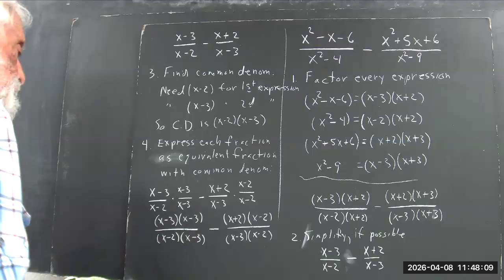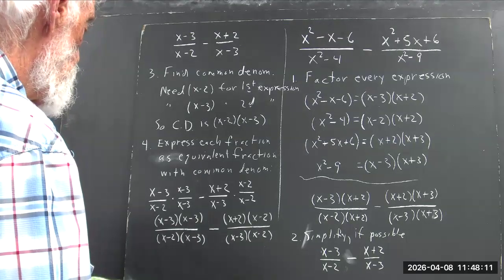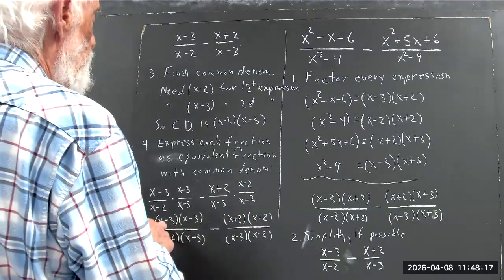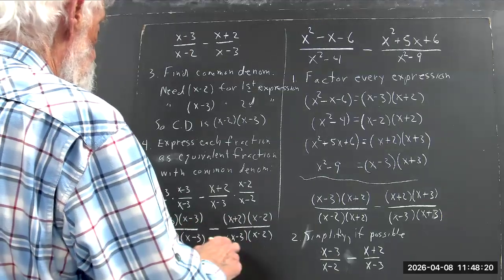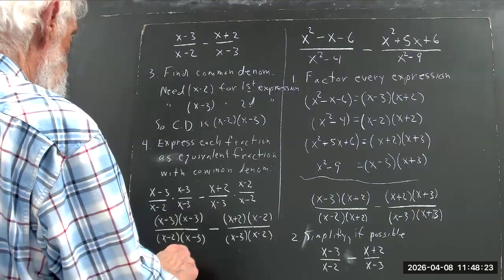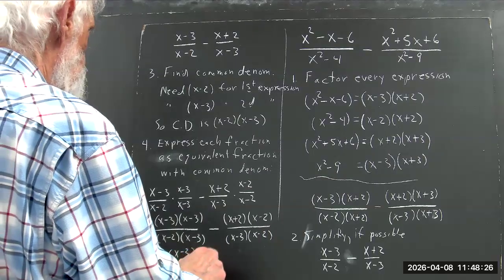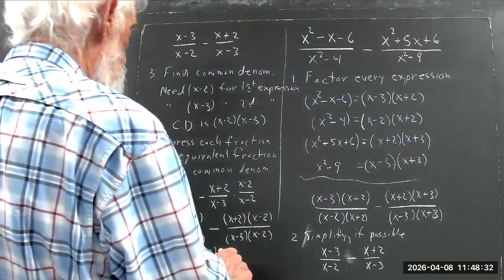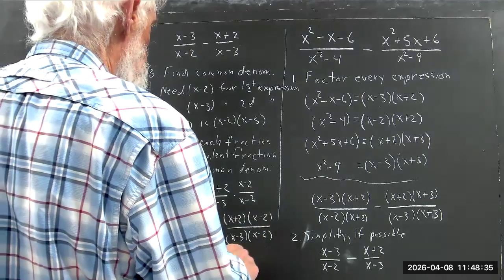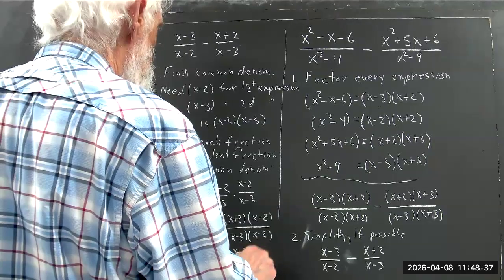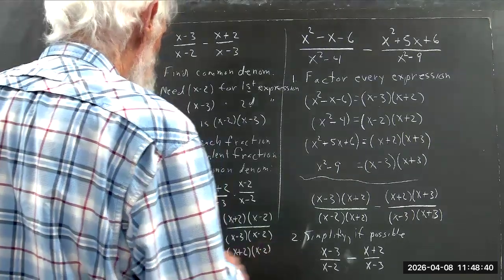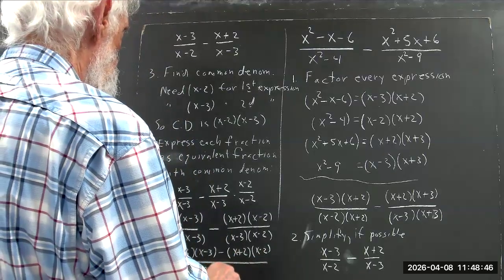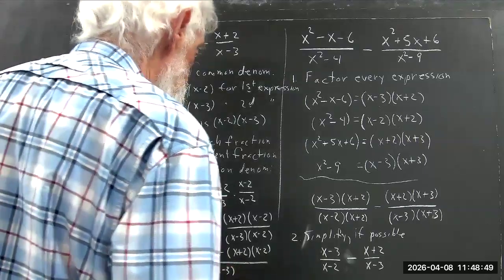Now, if we look at the first fraction, well, I'm sorry. We now subtract the numerators. We have the same denominator, so now we can say, okay, we have (x - 3)(x - 3), which is the numerator of the first term, and then minus (x + 2)(x - 2), the numerator of the second term, all that over the common denominator, (x - 2)(x - 3).